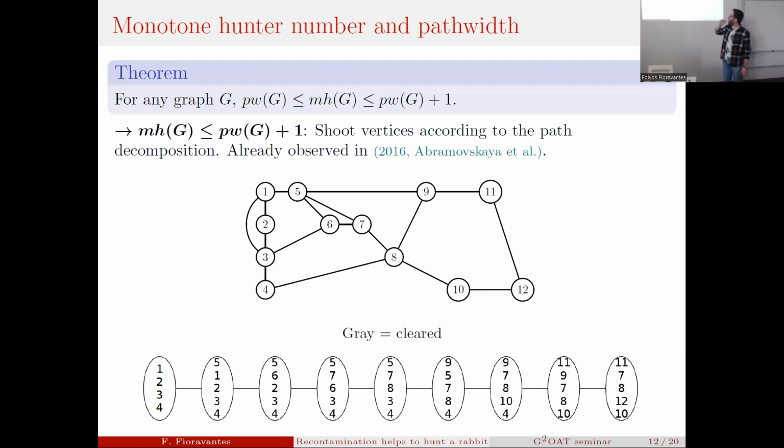Now, the monotone hunter number is at most the path width plus 1. I repeat, this was already known. Well, the idea is simple, just shoot the vertices of the bag path decomposition. And if we look at this, so this is the first bag, this is the second bag, third bag, gray vertices are the cleared vertices. We continue, like, I think it's obvious that the rabbit can never jump from the other side. And this is indeed a clearing strategy for the graph.